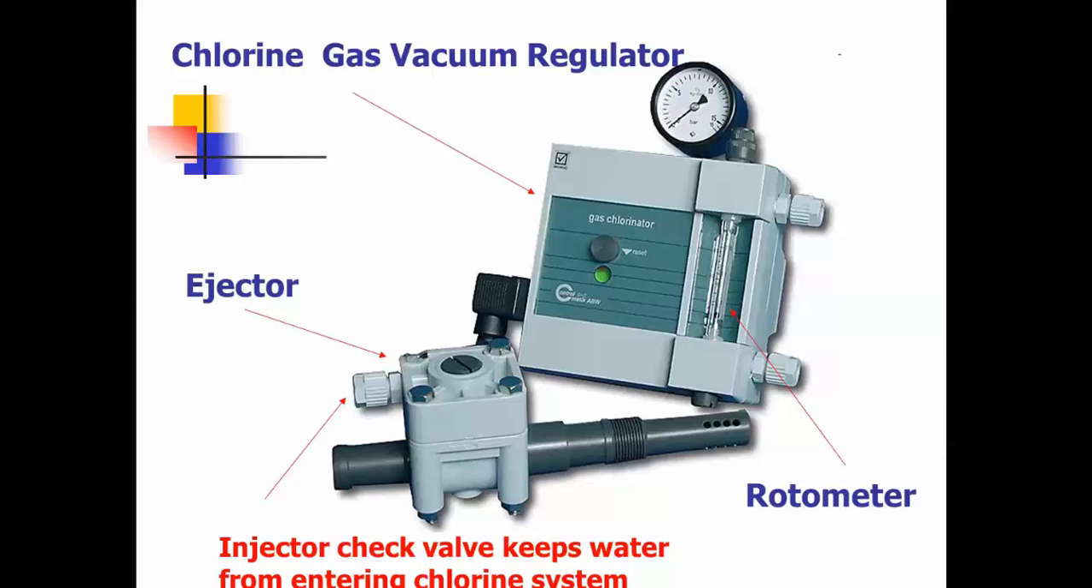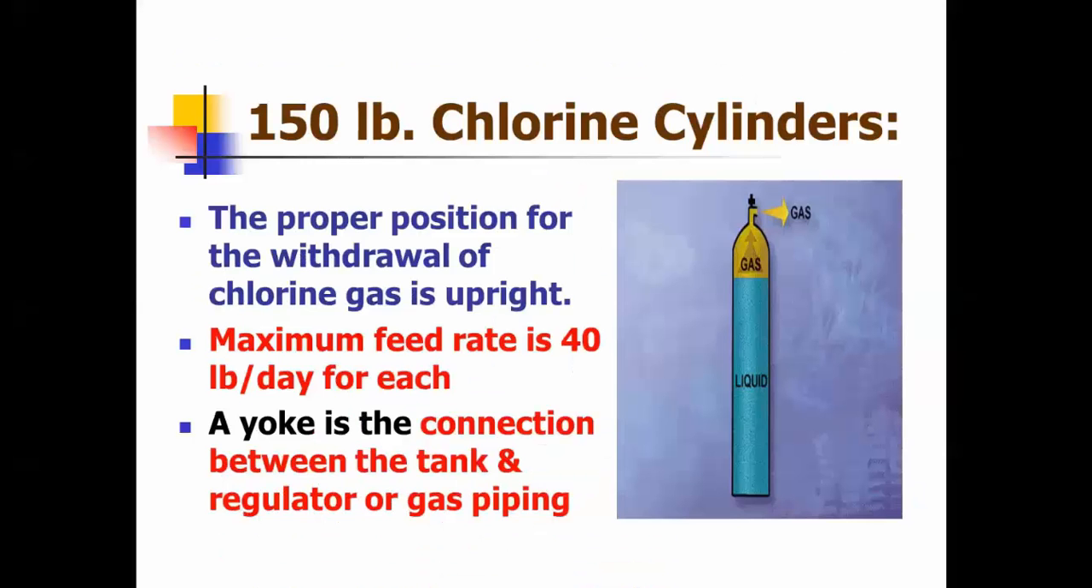The gas chlorine vacuum regulator, this is a picture of one here. Again, you can kind of see the graduated glass here that has your pounds per day feed rates. Here's your ejector, and it keeps the water moving. There's a check valve here that keeps the water from getting into the chlorine system. You don't want to get water into your chlorination system.